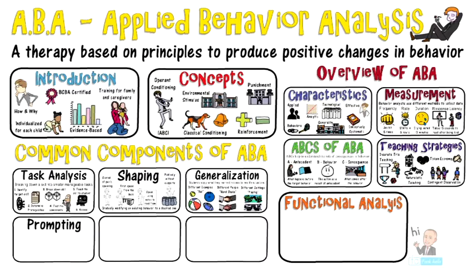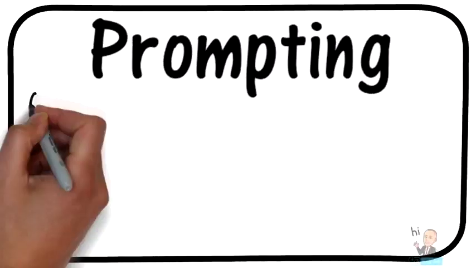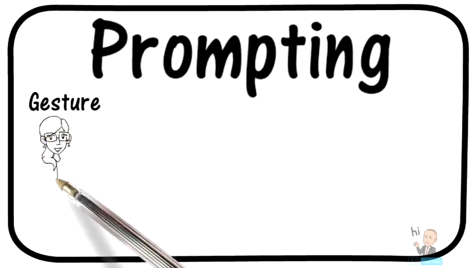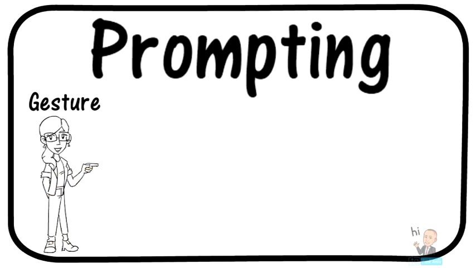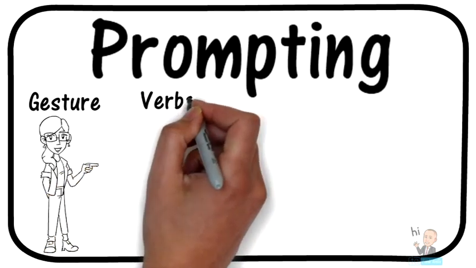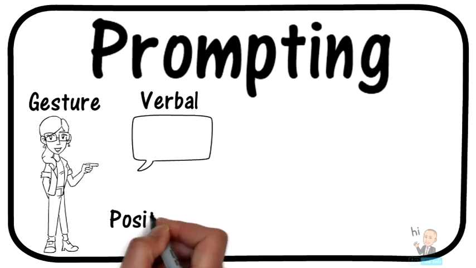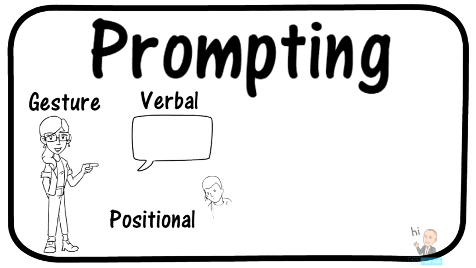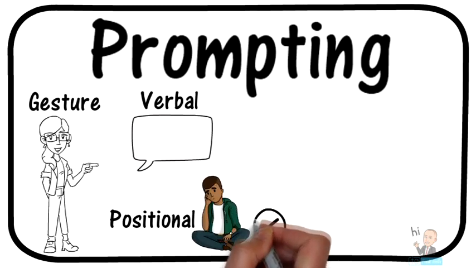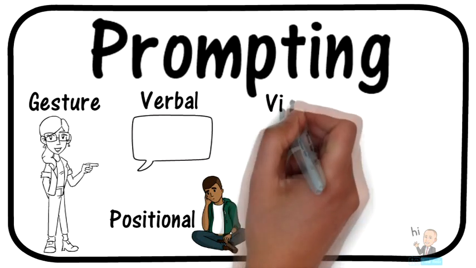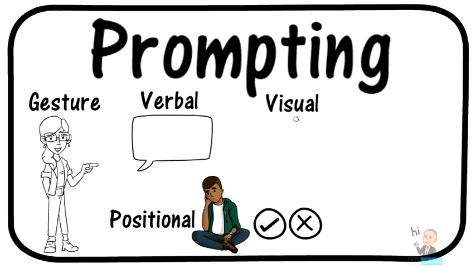Prompting can be used to redirect students' attention and behavior. One way to prompt is by using gestures, indicating towards the desired behavior. A verbal prompt is as simple as telling a student, please be quiet, or raise your hand before you speak. Positional prompts are tricky. Place two choices near the child, with the desirable choice closer to the student and the wrong choice further away from the student. Visual prompts include pictures, photographs, and flashcards about the target behavior.